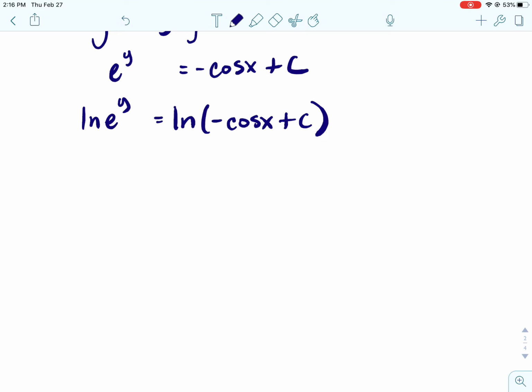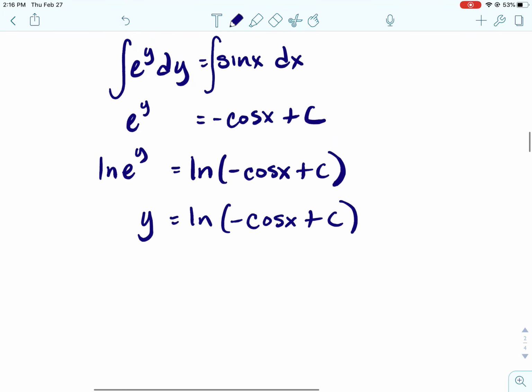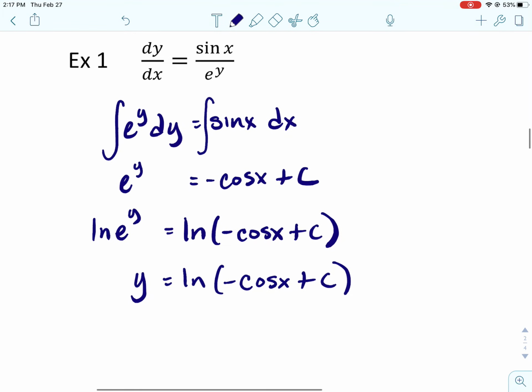Okay, and then the natural log of e to the y is just y. So that is our equation, the general equation that matches this differential equation.